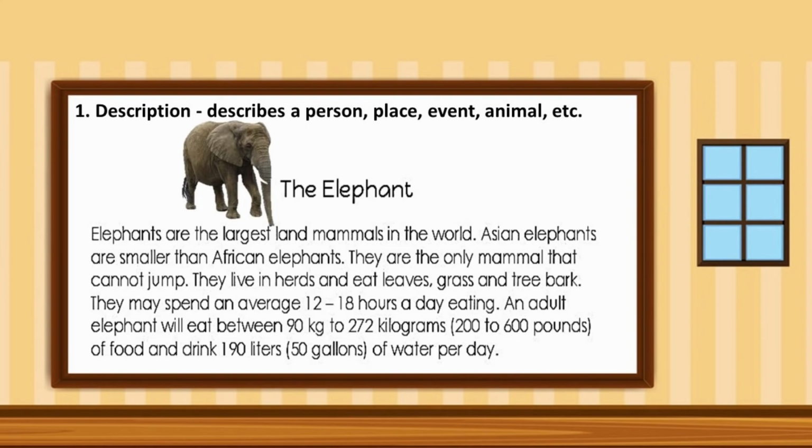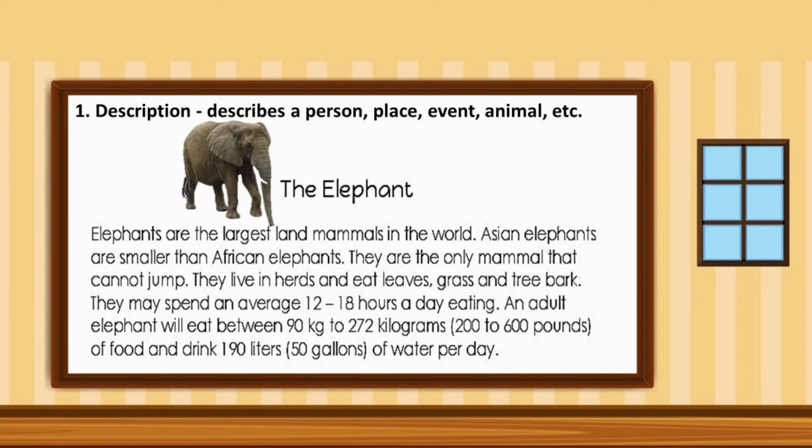The Elephant. Elephants are the largest land mammals in the world. Asian elephants are smaller than African elephants. They are the only mammal that cannot jump. They live in herds and eat leaves, grass, and tree bark. They may spend an average 12 to 18 hours a day eating. An adult elephant will eat between 90 kilograms to 272 kilograms, or 200 to 600 pounds, of food and drink 190 liters or 50 gallons of water per day.